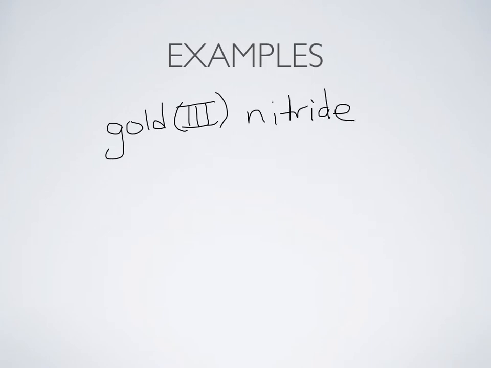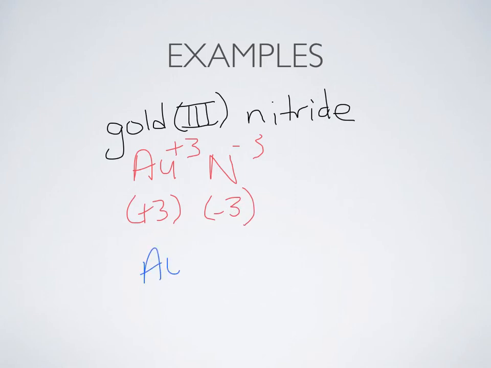Let's try one more example. We've got gold 3 nitride. So I can look here, and I know this has to be Au +3. Nitride is N -3. My charges are balanced, +3 -3, so I don't need any more. So I can just write AuN.